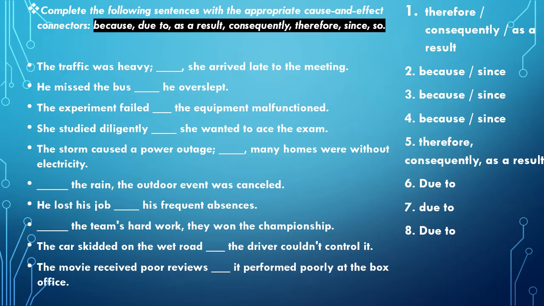The car skidded on the wet road. Obviously because of cause. Why did the car skid on the wet road? Because the driver could not control it. The movie received poor reviews. Why did it receive poor reviews? Because it performed poorly at the box office.